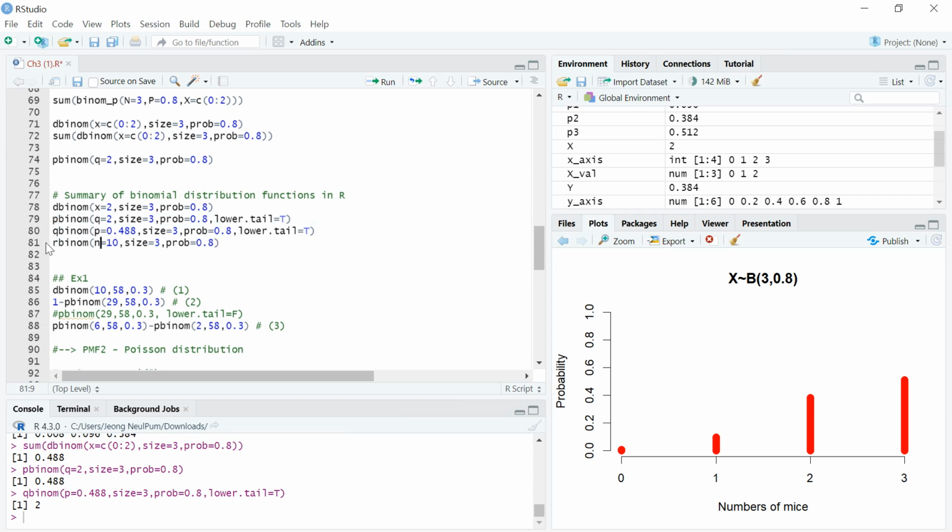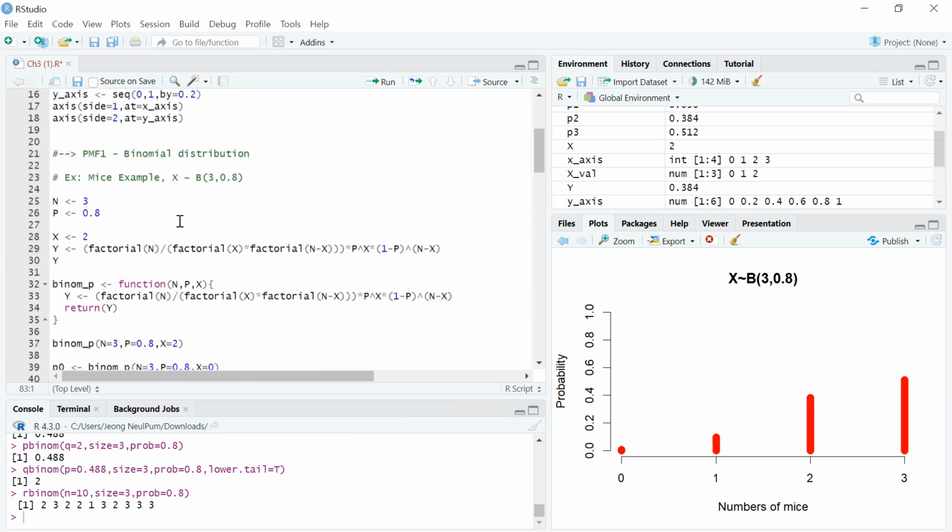And the r-binom function gives us random samples from the binomial distribution. So with these hyperparameters, n equal to 10 means that we want to get 10 samples from our binomial distribution when our total number of trials is 3 and success probability is 0.8. So if we run this code, you can see the result that we get 10 random samples from the binomial distribution.